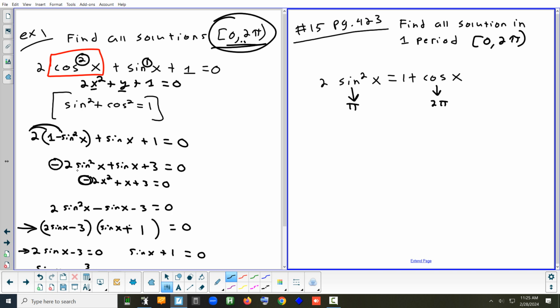I thought you said only one trigonometric function. Well, that's going to be after we get it equal to 0. Let's get it to 0 first. So how could we get it equal to 0?